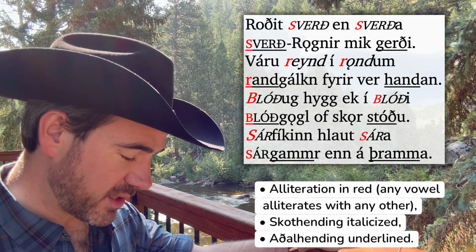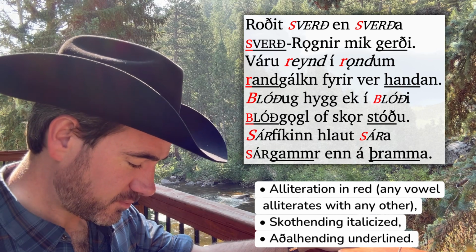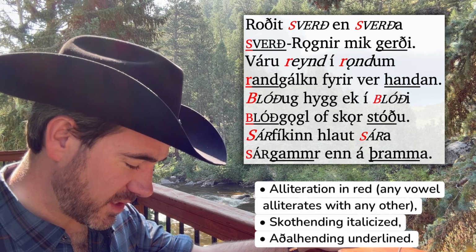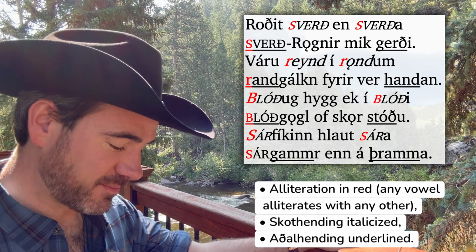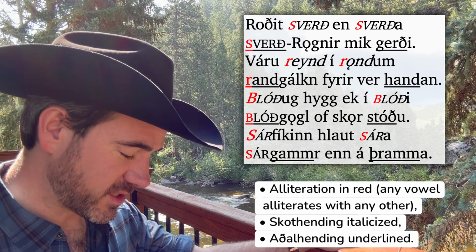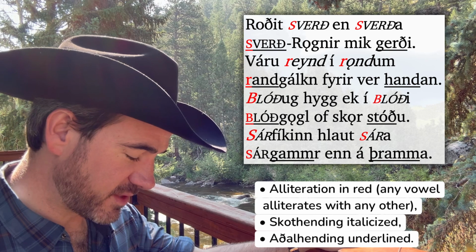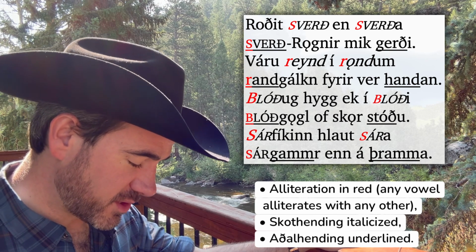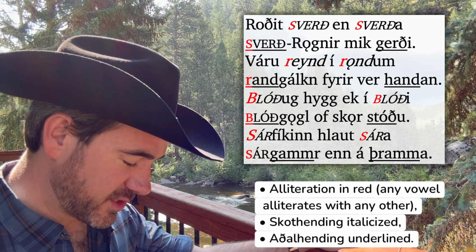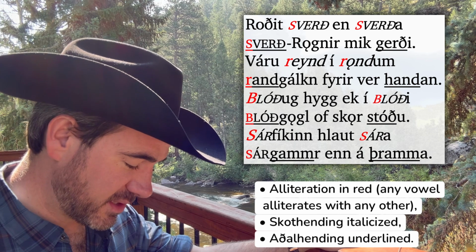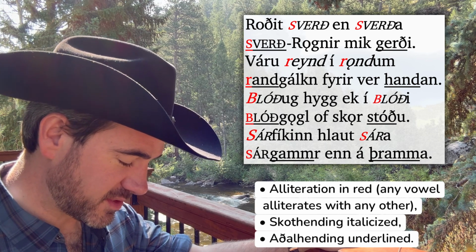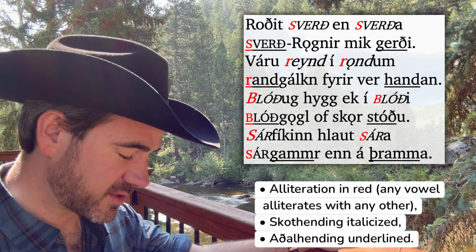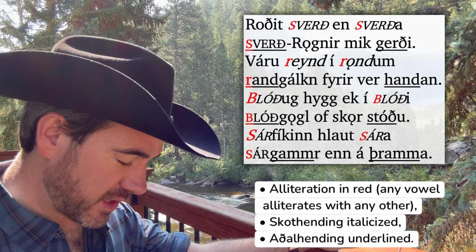Okay, blóðug hug ek í blóði, that's 7, but ek is a pronoun and í a preposition, so it's fine. They're in sequence. We can have 7. Blóðgógl áskor stóðu, 6. Sor fikin hlaut sora, 6. Sorgamar en þrama, that's 6.